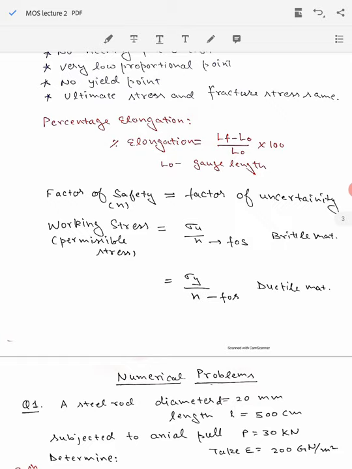Now there are a few more terms we should be familiar with. One of them is the percentage elongation. Percentage elongation can be obtained by subtracting the original length from the final length of the component. This is the net deformation that has taken place in the component, and if we divide by the original length of the component and multiply it by 100, we will get the percentage elongation that has taken place in the component.